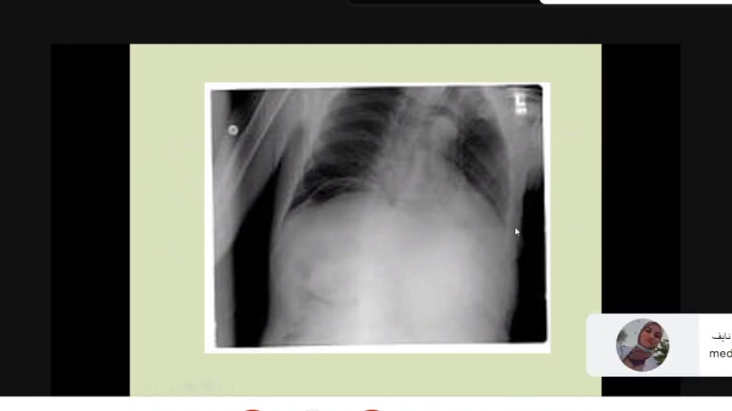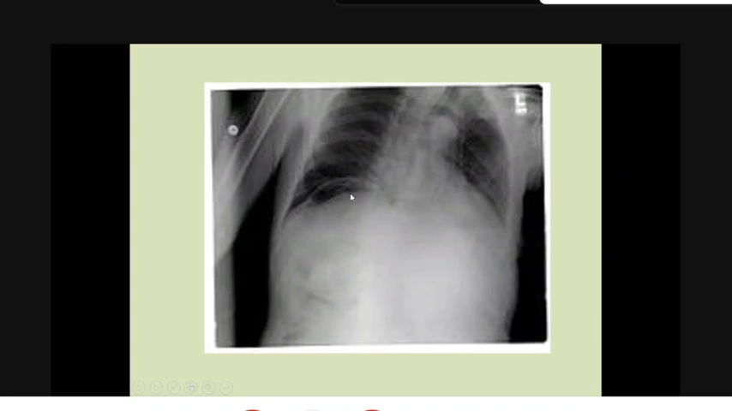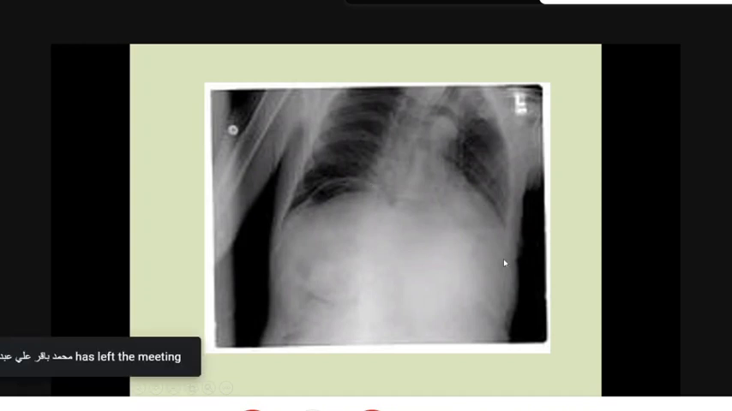This is a chest x-ray in erect position showing a curvilinear translucency under the right hemidiaphragm. This is the right hemidiaphragm. You can see it, and here the left hemidiaphragm is not very clearly seen. You can see this curvilinear translucency under the right hemidiaphragm, which indicates pneumoperitoneum. This is another example of pneumoperitoneum on chest x-ray. The white line represents the right hemidiaphragm.